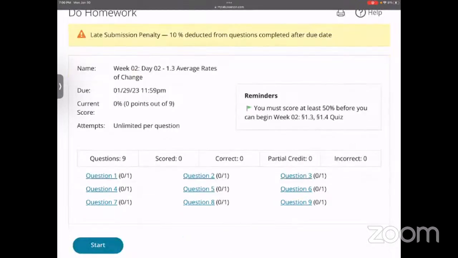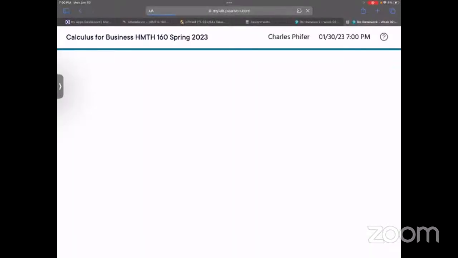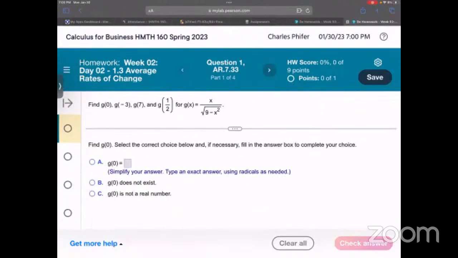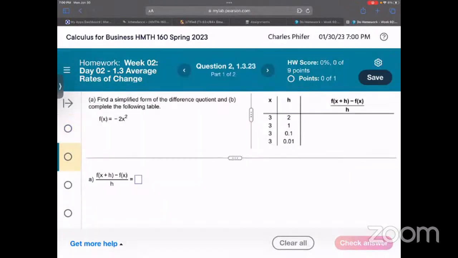Okay, so let's see. Basically, we're evaluating the function. I think I'm going to skip this one because this is not about our topic. Find the simplified form of the difference quotient and then complete the table. Yeah, I understand that one. More so the difference quotient ones, but the ones that are complex. Tell me which one and we can talk about it. I think try number 4. I think 4 got a little complicated.